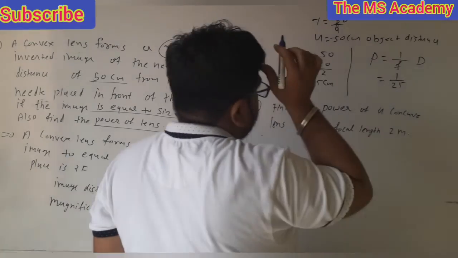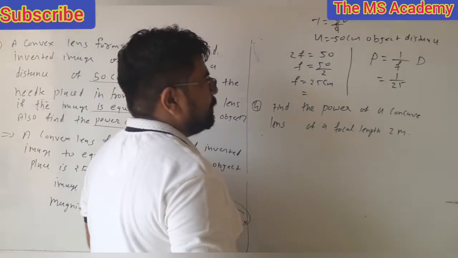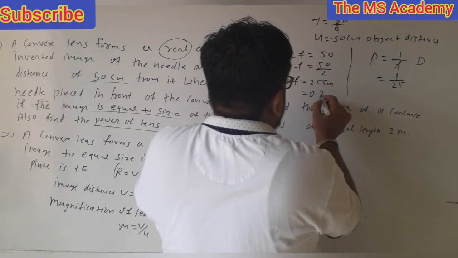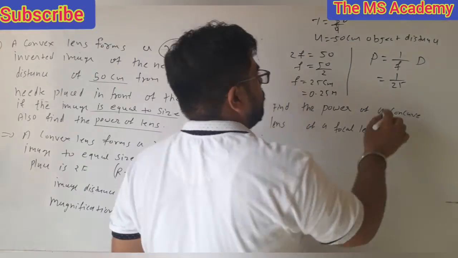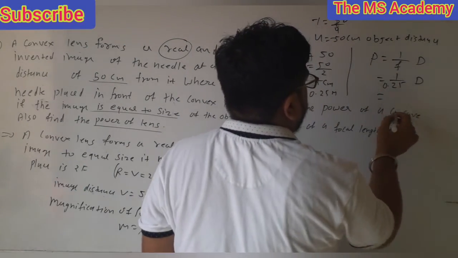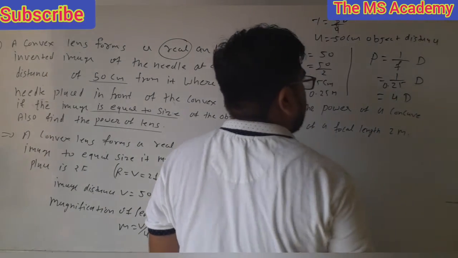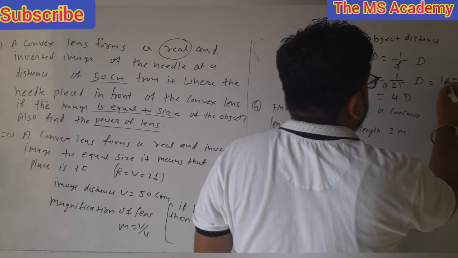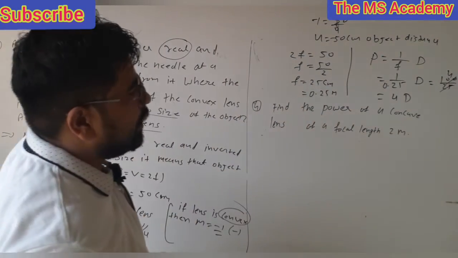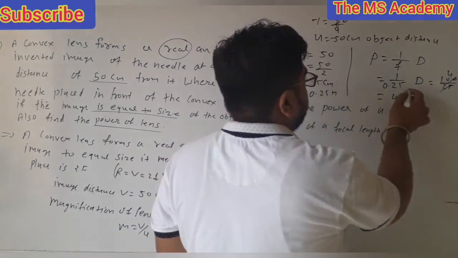centimeter. So we want to also convert it to meter. If centimeter is converted to meter, what do we get? 0.25 meter, because power is in meter. Then we get 1 upon 0.25 diopter, which is 4D. How? 100 upon 25, we get 4D.